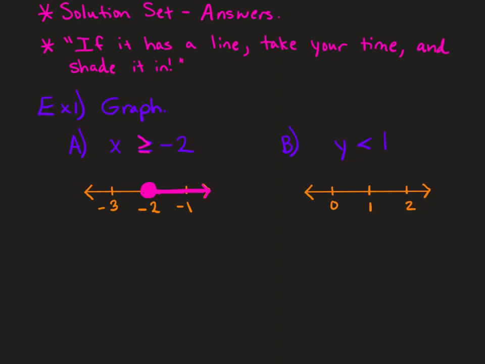Part B, y is less than 1. So I'm going to place a dot over 1. And I don't see a line, so I'm not going to shade it in. It does not include the number 1. y is just less than 1. The less than symbol matches, so I'm going to go to the left. And I'm done with that problem.